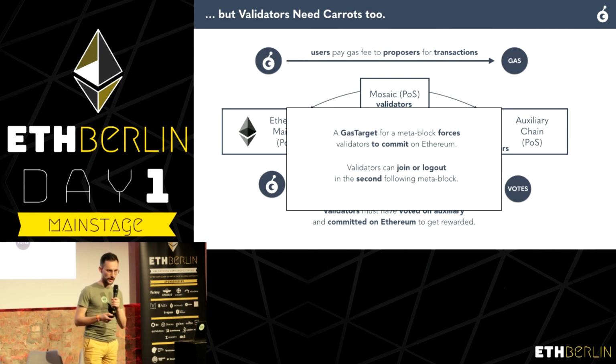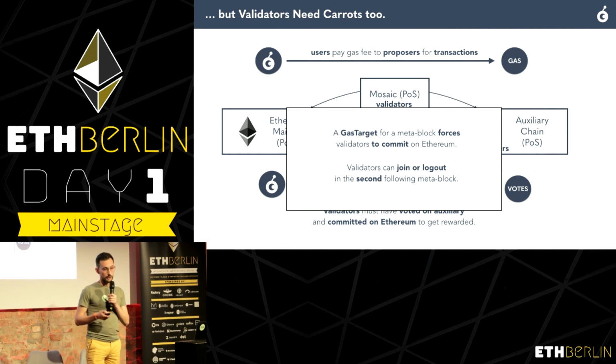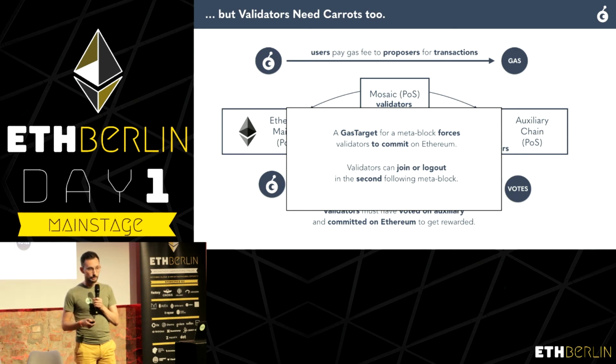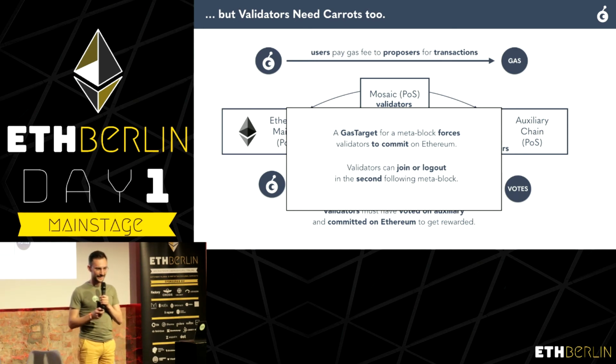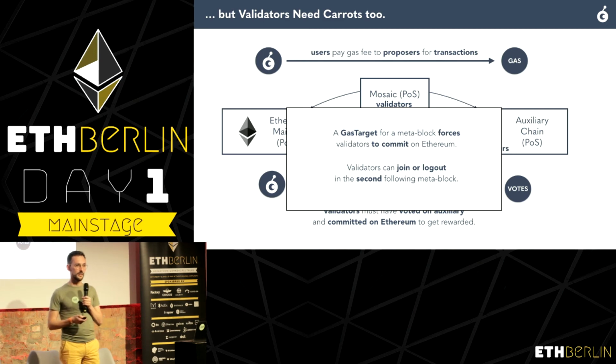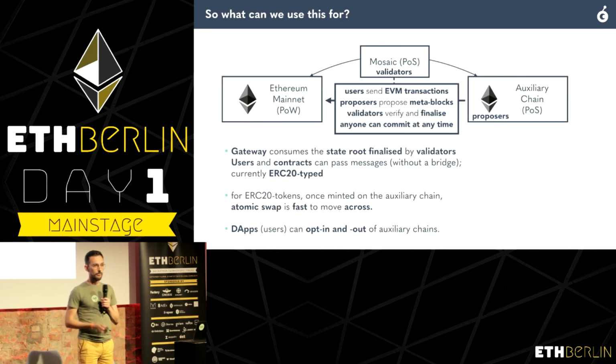Additionally, but we're getting a bit in the weeds, we have a gas target that forces the validators to commit back to Ethereum. I want to go into details, but I can't, so ask me questions later. And also validators can join or log out, so it's a dynamic validator set, as you would want. So why build this, right?